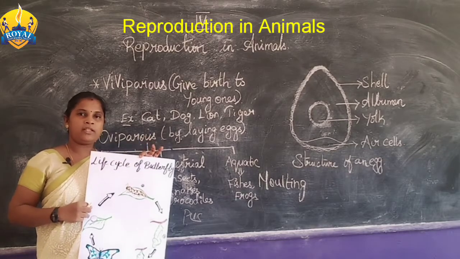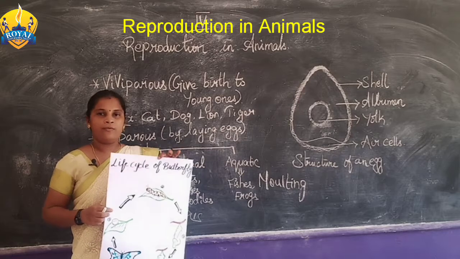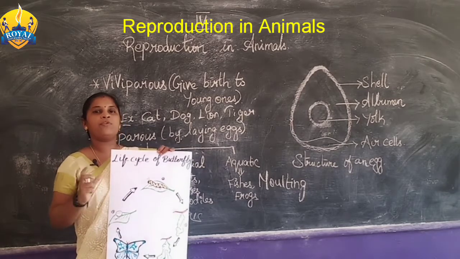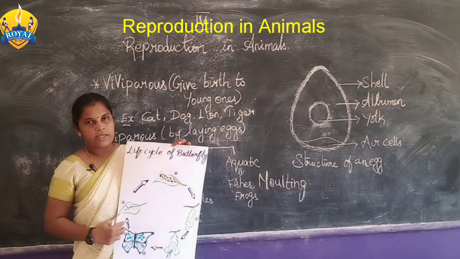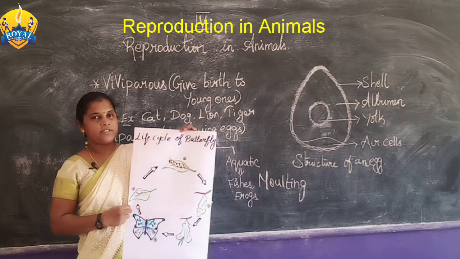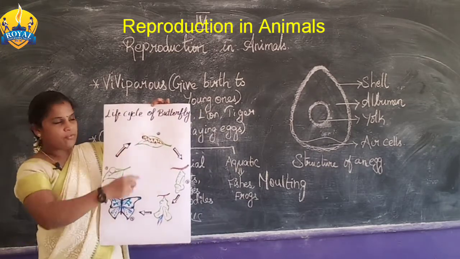A butterfly is also an insect that we all know. We all love butterflies, right? It's very colorful and very attractive. Everyone should love that butterfly. So we'll see the life cycle of the butterfly. In the butterfly life cycle there are 4 stages. How many stages? 4 stages. Here, can you see this life cycle of the butterfly?